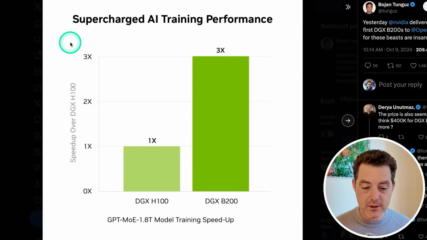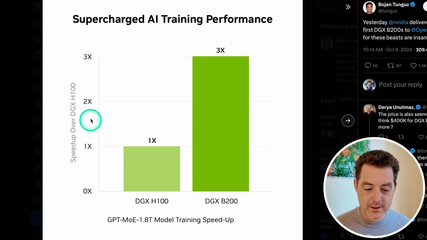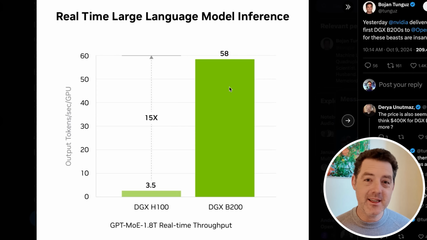Look at these benchmarks. So these are training performance and speedup over the H100s. Here's the H100s at 1x, and you can see the DGX B200 is 3 times faster. And inference speed gets an even bigger bump, a 15x improvement over the previous generation of chip.